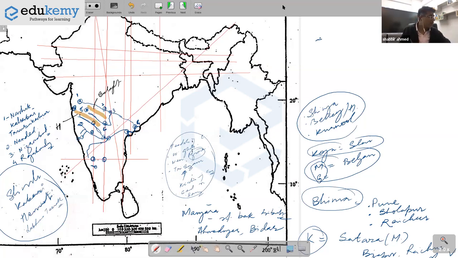Now we need to mark couple of other entries. Part of the Godavari system ही mark करेंगे हम लोग. Now, there is one small river called as Purna River. Okay, it goes and joins the Godavari near Nanded. There is a river here, Purna. This is river Purna. River Purna joins Godavari near Nanded.